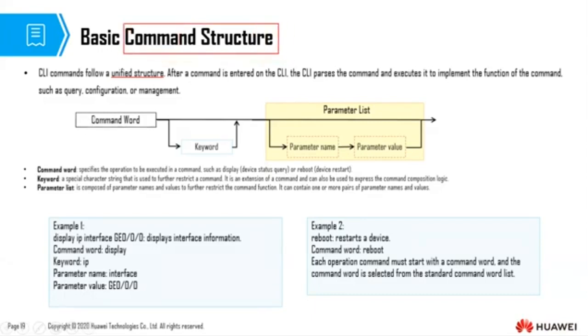So the command structure begins with a command word. You can only have one command word. After the command word, you have the keyword. A keyword is a special character string that is used to further restrict that particular command, where the command word specifies the operation that you want to execute, for example, display or reboot. After the keyword, you have the parameter list. The parameter list must have a parameter name and a parameter value.